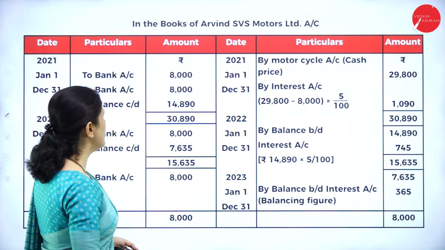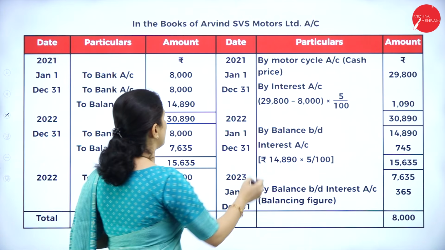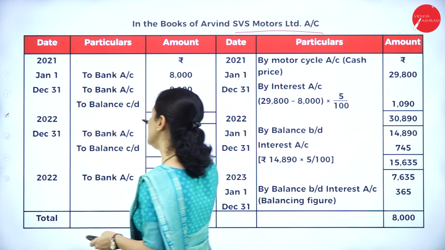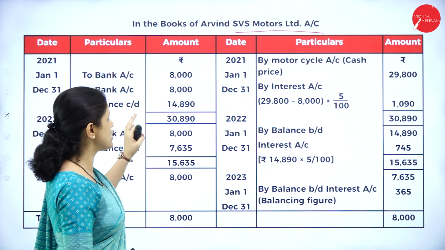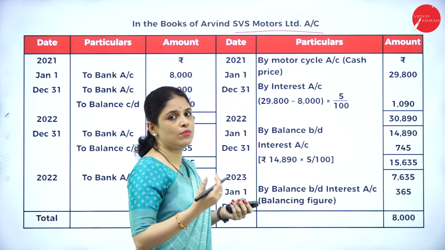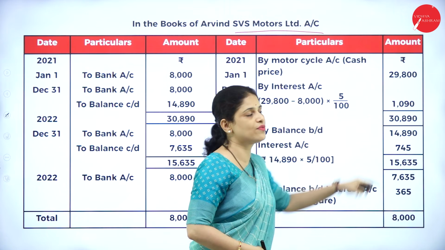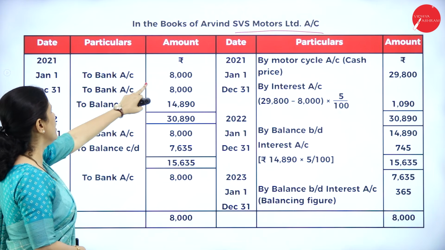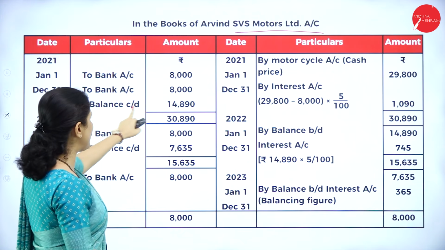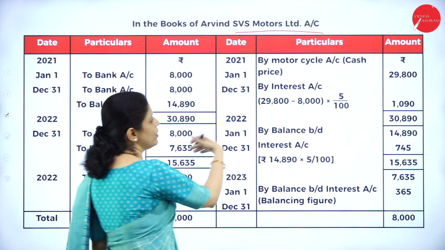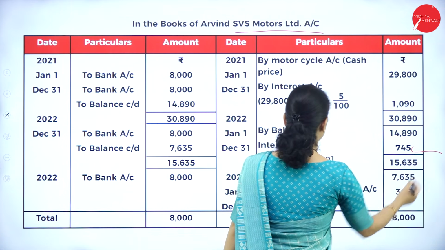So here, next what we have to do? We have to do, in the books of Arvind, the SVS Motors account. These are journal entries we already studied. First one is for buying the motor car. After that, first year's interest we already calculated, that is 1,090. This is for down payment, another one is for payment of installment. So balance will be 14,890. That balance will be brought down here in second year, and this is the second year's interest.